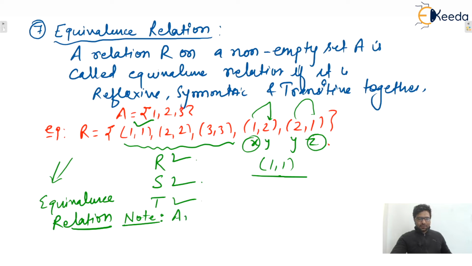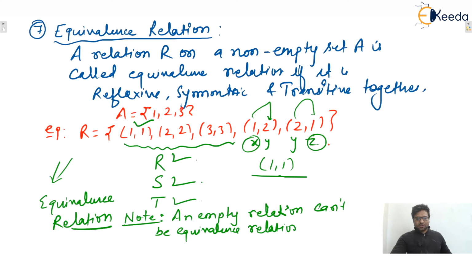Write down one note. An empty relation cannot be an equivalence relation. And the reason is what? Because an empty relation cannot be reflexive, and reflexive is required for an equivalence relation, isn't it? I hope this one is clear to everyone. So we can say that an empty relation cannot be an equivalence relation.